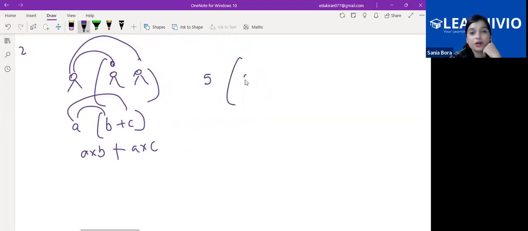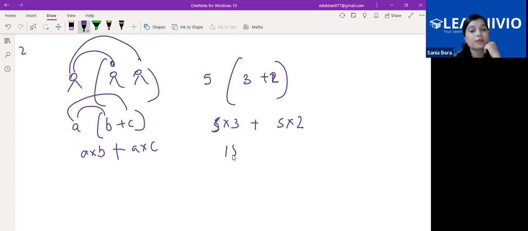Let's see an example. 5, in brackets 3 plus 2. So 5 multiplied by 3 plus 5 multiplied by 2. So 5 multiplied by 3 is 15 plus 10. You got 25. Clear? Yes, ma'am. So this is called the distributive property.